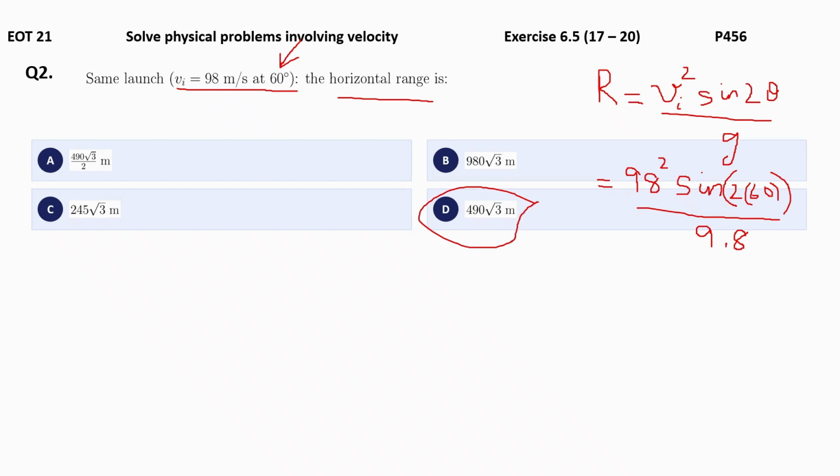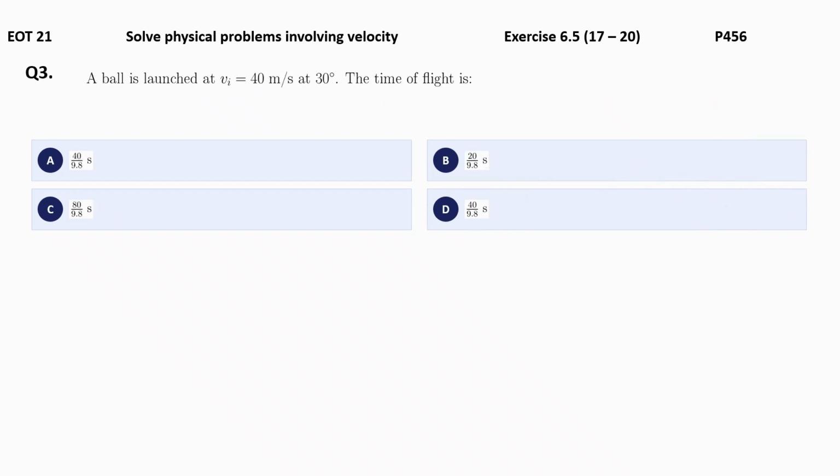That is option D. This is also to find time of flight, same as question number 1. Please try it out and check whether you get the right answer. Your answer will be option D, 40 divided by 9.8 second.